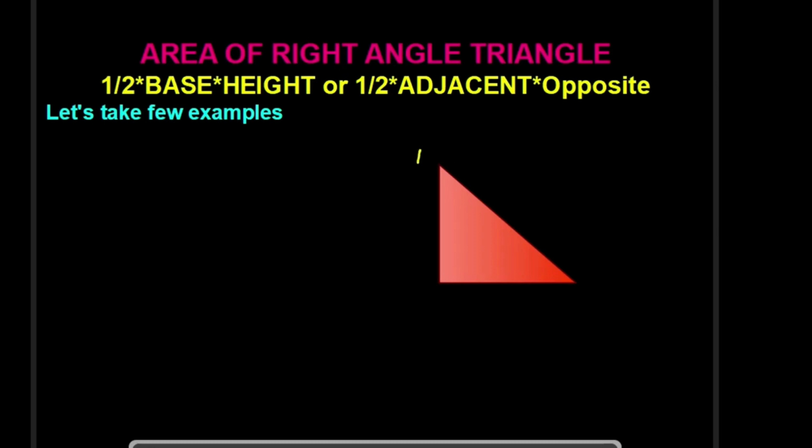Area of a right angle triangle. Suppose this is the question with A, B and C, at angle B it is 90 degrees, and this is 5 and this is 12. If they ask us to find the area of the triangle, the area of a triangle is always half into base into height. So base is this. If I take this angle, the base is going to be BC and the height is going to be AB. Or we can write adjacent and opposite.